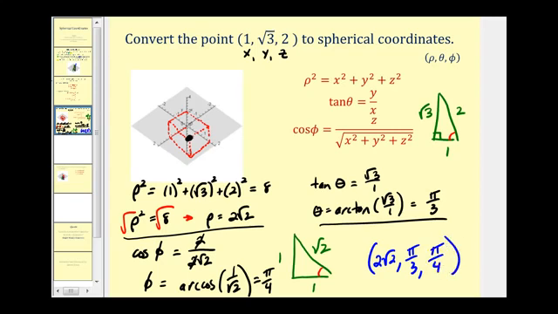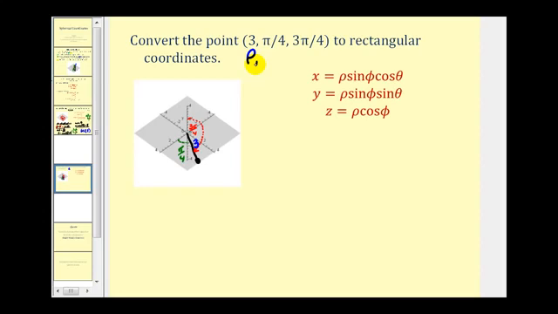Now let's take a look at another example where we convert from spherical coordinates to rectangular coordinates. So here we're given rho, theta, and phi. So we have spherical coordinates and we want rectangular coordinates. Here are the equations that we can use to determine x, y, and z. Let's go ahead and work it out. X is going to equal rho times sine phi times cosine theta, so that'll be 3 times sine 3 pi over 4 times cosine pi over 4.